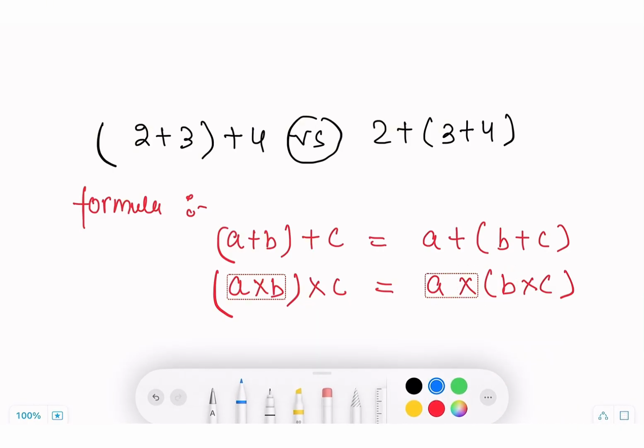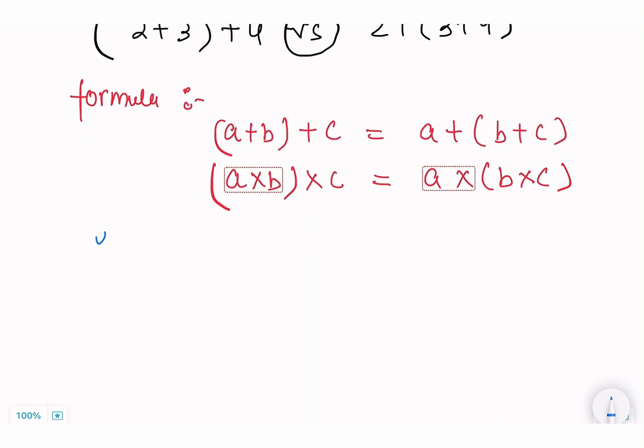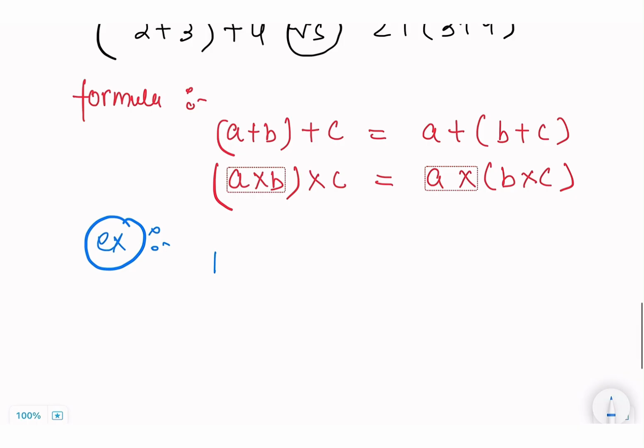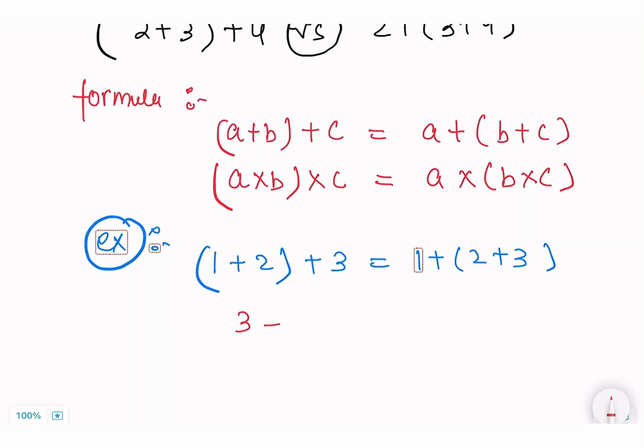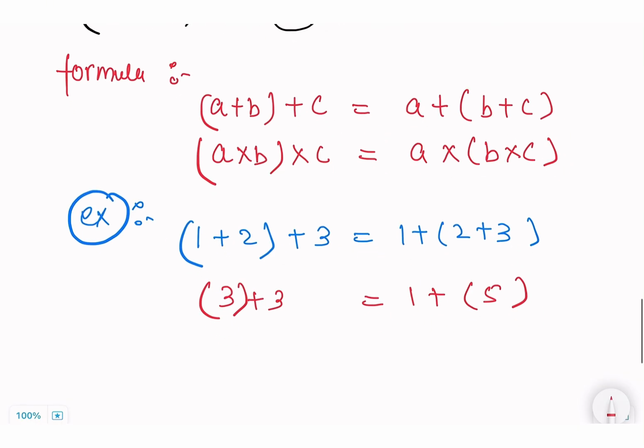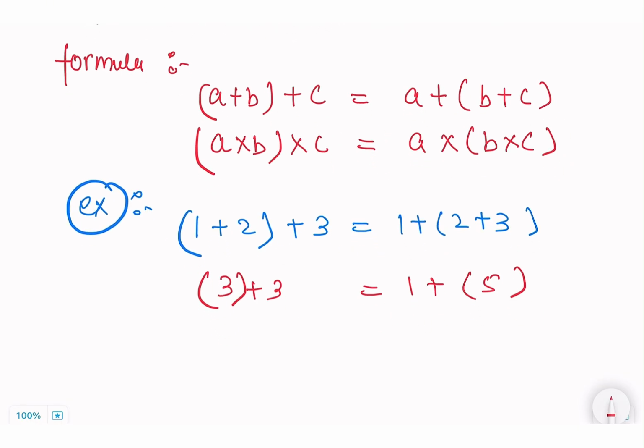Let's solve one question together to see these formulas' implication. Okay. Let's see how it applies. (1 plus 2) plus 3 is equal to 1 plus (2 plus 3). Let's solve it together. 3 plus 3 is equal to 1 plus 5. It's going to be 6. Both the answers are the same.